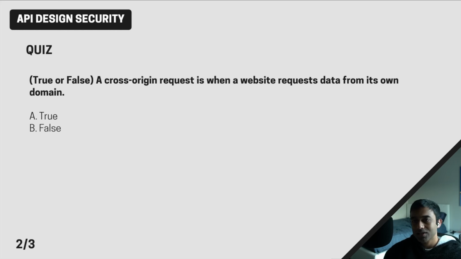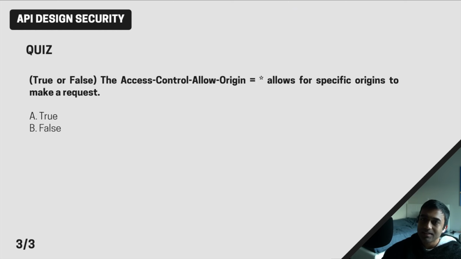And for the second question, a cross-origin request is when a website requests data from its own domain. The answer to this is false because cross-origin is when it requests data from a different domain, and a same-origin request would be when a website requests data from its own domain. So the answer is false. And lastly, Access-Control-Allow-Origin equals star allows for specific origins to make a request. Well, when you set Access-Control-Allow-Origin to star, this is a wildcard and allows any origin to make a request. So the answer to this is false.